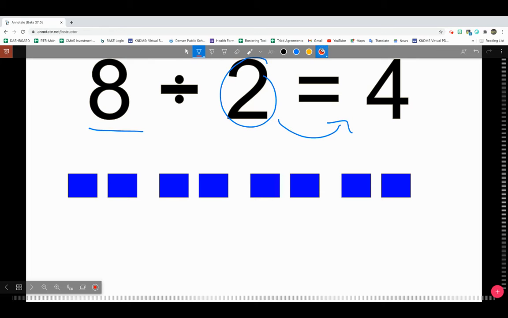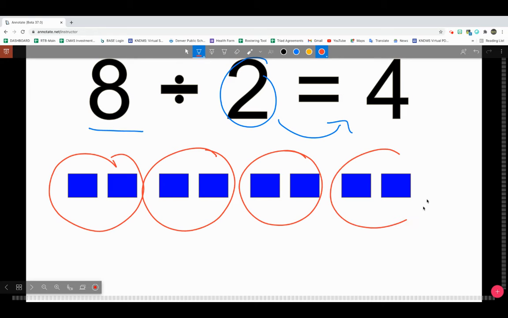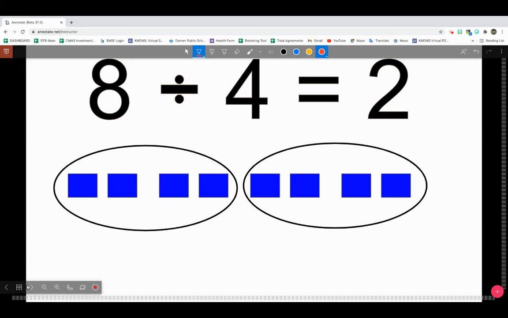So here, I want to put them in groups of 2. 1 group, 2 groups, 3 groups, 4. There is my 4. I made 4 groups of 2 out of 8 total squares. So they use the same concept. We could also think about it in terms of making our groups the different numbers. So instead of 8 divided by 2 equals 4, I have 8 divided by 4 equals 2. As you can see here, I put them in groups of 4, and I made 2 groups. So the way this works is still very similar in terms of why multiplication and division are related.